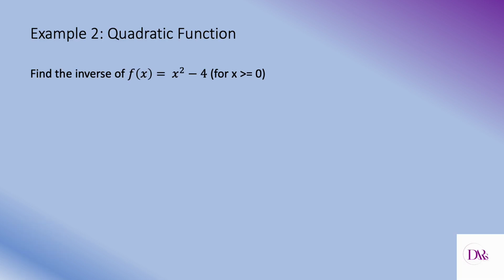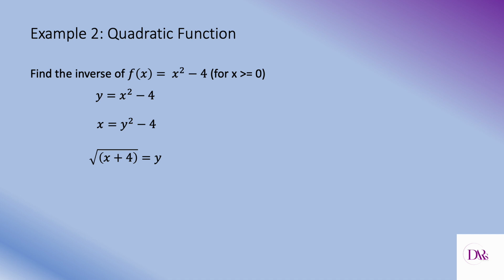Now let's look at a quadratic function. We're going to find the inverse of f of x equals x squared minus 4 for when x is greater than or equal to 0. So first, we're going to replace our f of x with y. So now y equals x squared minus 4. Then we are going to swap our x and y. So now x equals y squared minus 4.